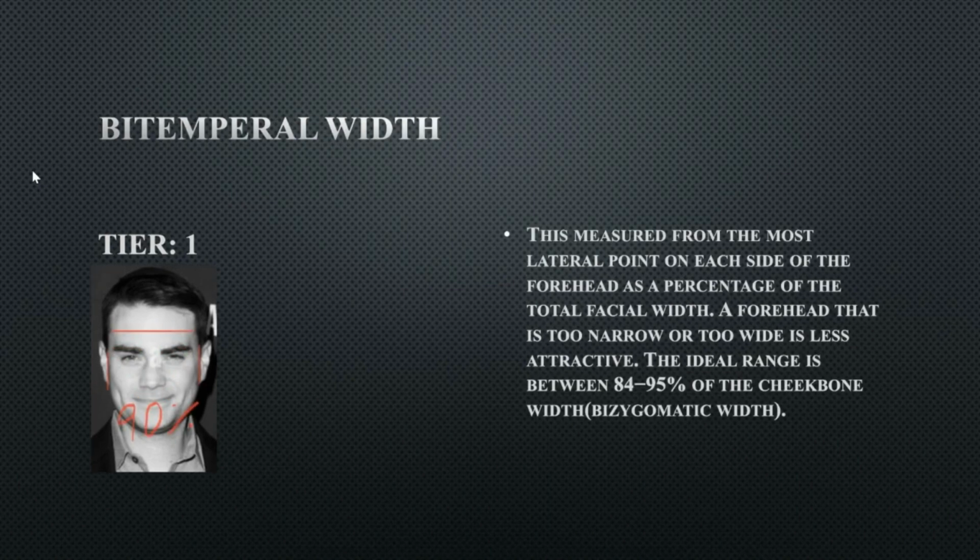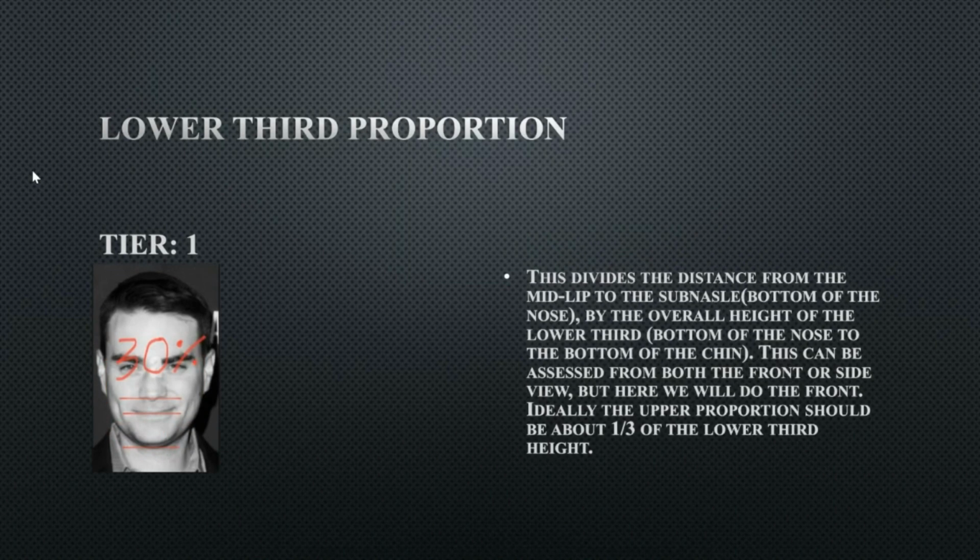His bitemporal width, so the width of your forehead relative to the width of your actual face or your cheekbones, is at 90%. So this is at the higher end of it, but actually no, this is not at the higher end of it. This is at the middle portion of it, but still this is perfect for a male. So his bitemporal width is perfect, and bitemporal width is pretty much your forehead exposure. Just to let y'all know that. His lower lip proportion is a tier 1 at 30%, and 30% is not too bad. And this is actually at the ideal range, or close to the ideal range.